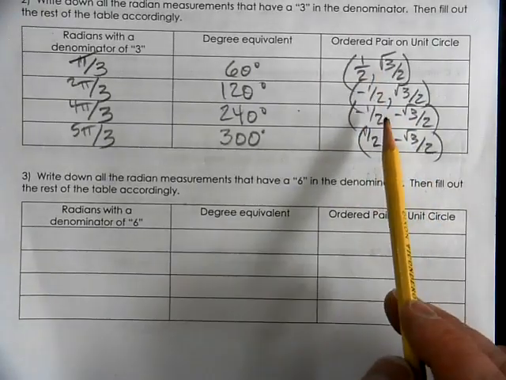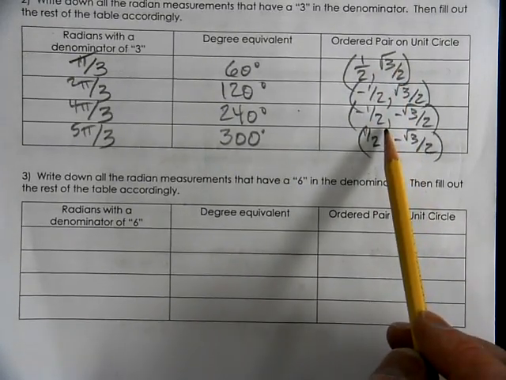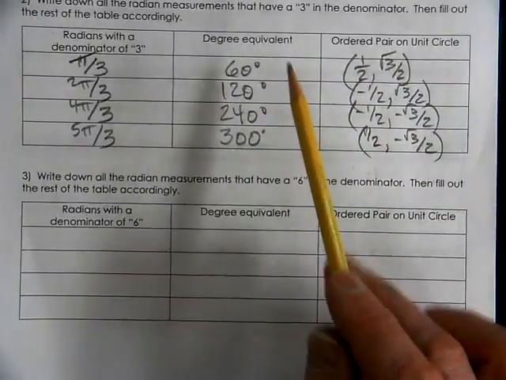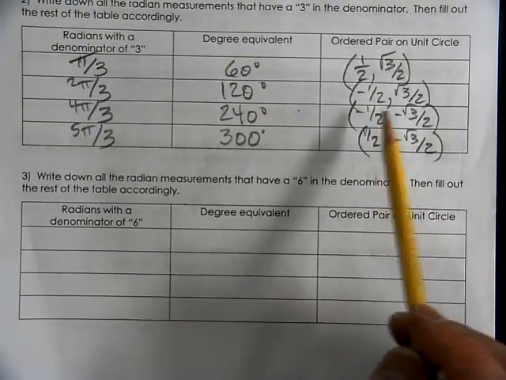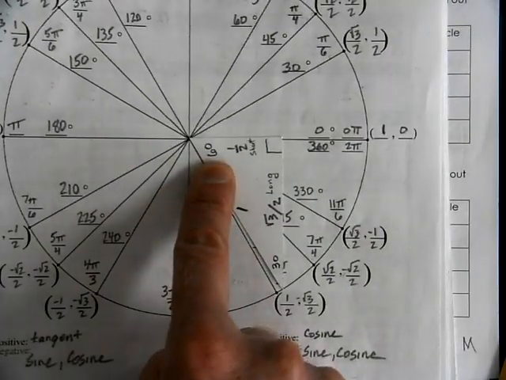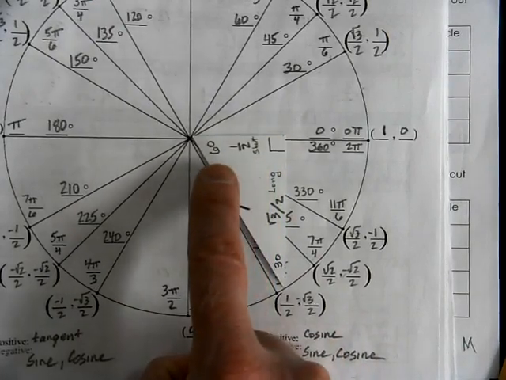So notice how all of these coordinates are exactly the same. It's not a coincidence. They're all 60 degrees from the x-axis. When you put in our triangle here, they're all 60 degrees here at the origin. 60 degrees from the x-axis.